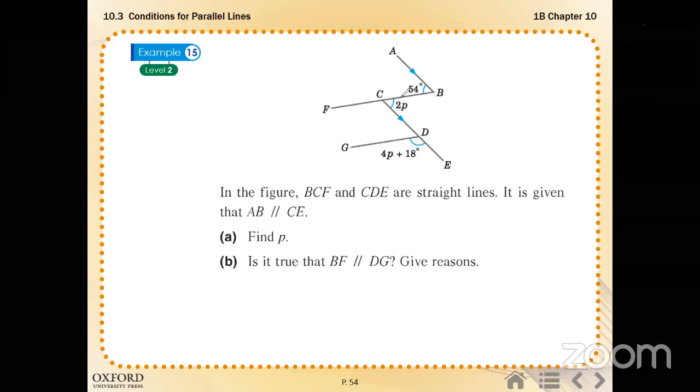Just now, one of you have already got it. Okay, you can find them. They are alternate angles. Is it true that BF parallels to DG? Give reasons. Then we need to check whether BF and DG are parallel. Right, first of all, find p.